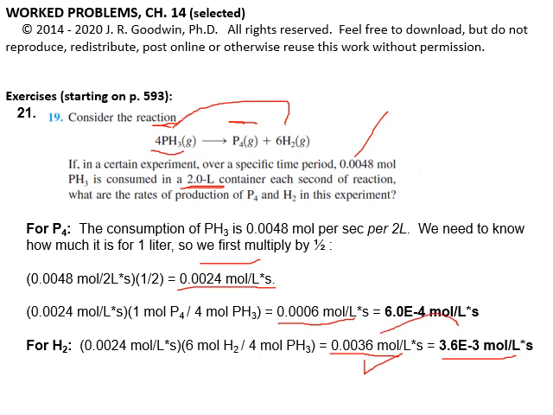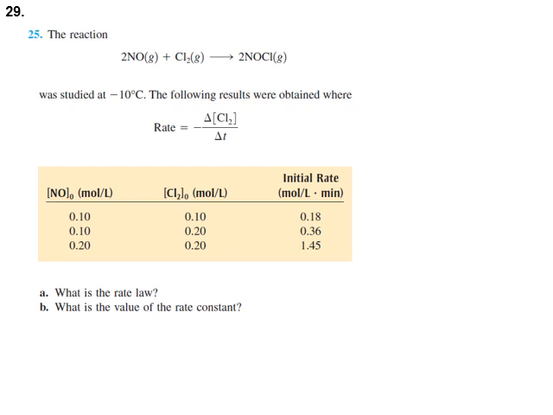Next slide. All right, so here we have a reaction of 2NO plus Cl2 gives 2NOCl. It was studied at a certain temperature. The following results were obtained, and here are these results. We have a situation like the one that we looked at in the lecture notes, where we are given different concentrations for 4 different runs, and we're supposed to find the rate law. In other words, we need to find the exponents and also the value of the rate constant.